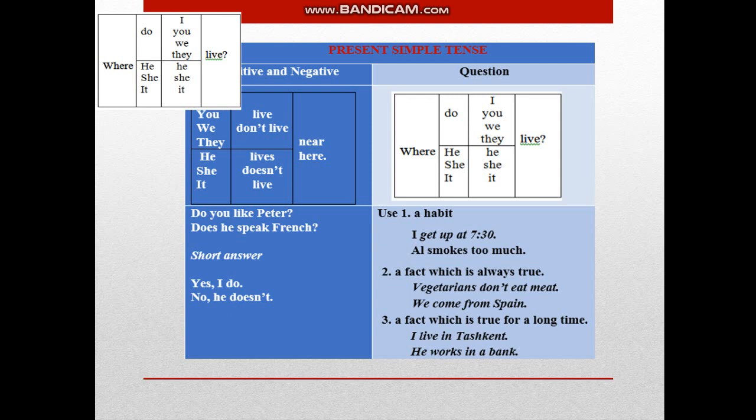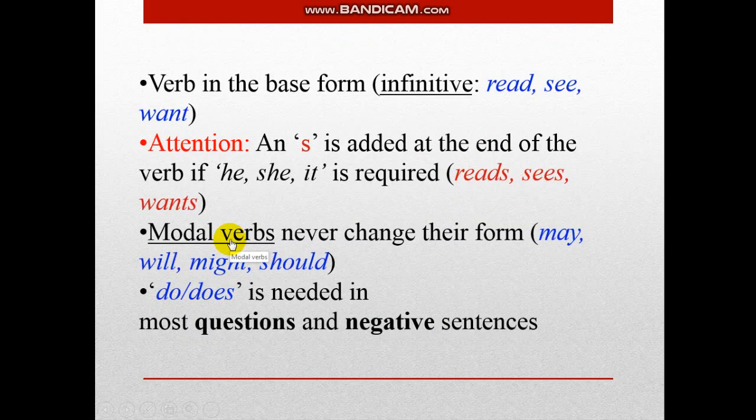So use of simple tense. A habit. I get up at 7:30. She smokes too much. A fact which is always true. Vegetarians don't eat meat. A fact which is true for a long time. I live in Tashkent. Verb in the base form infinitive: read, see, want. Attention. An S is added at the end of the verb if he, she, it is required. Reads, sees, wants. Modal verbs never change their form. May, will, might, should. Do, does is needed in most question and negative sentences.